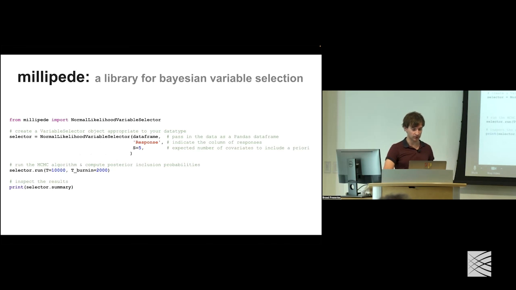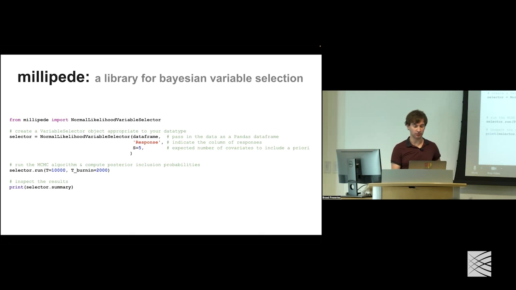So here's some code that implements Bayesian variable selection under the assumption of a normal likelihood. So how does this work? In the first line, we just import this normal likelihood variable selector object.